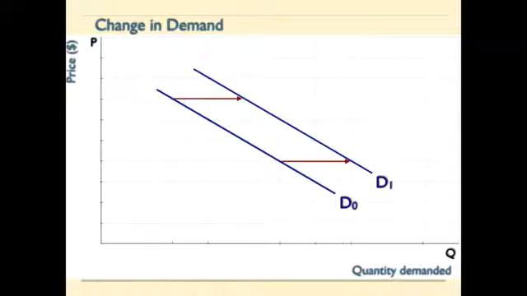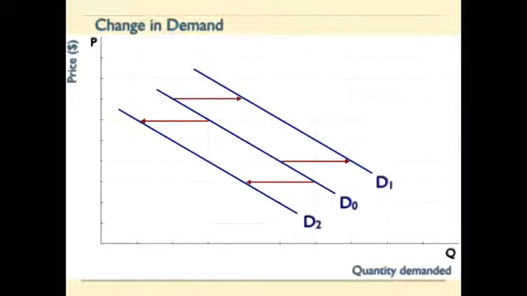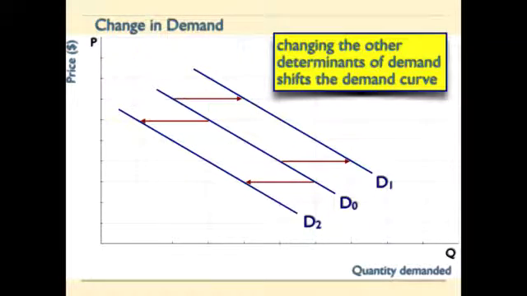For example, a change in income, a change in wealth, or a change in the price of related goods, whether substitutes or complementary goods. If people's tastes and preferences are changing, or there are changes in people's expectations about pricing, that causes the demand curve to physically shift its location. This represents an increase in demand, and a shift to the left represents a decrease in demand. So changing the other determinants of demand shifts the demand curve, and by shift, I mean it's going to have a new location, either to the right or to the left.